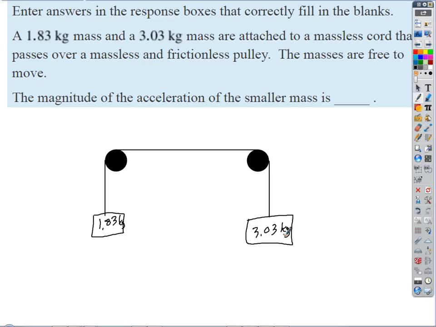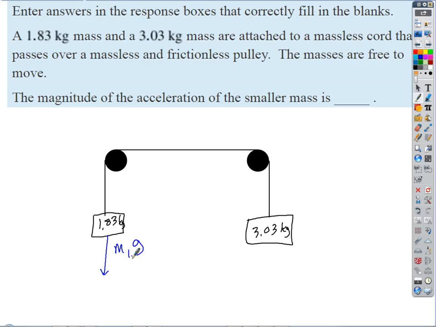Let's draw them in here. Let's look at both of these objects, and let's draw the forces acting on them. Okay, so I heard gravity. So I've got a force of gravity acting. This one has weight, doesn't it? So this force, we're going to call that M1G.